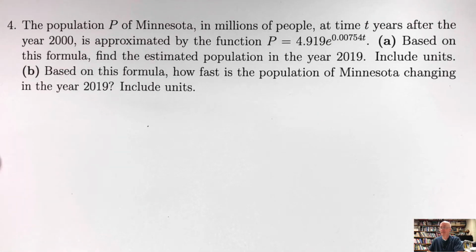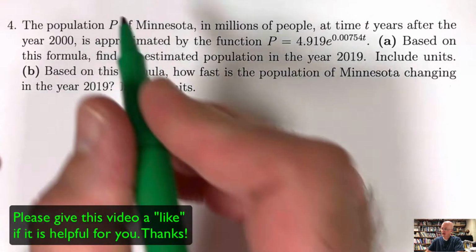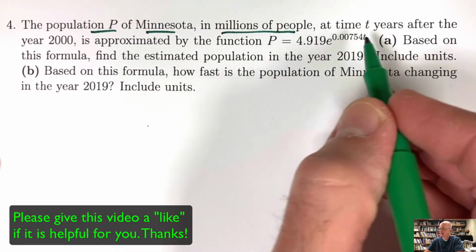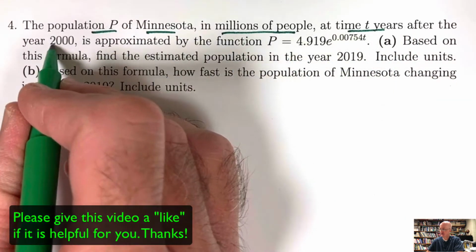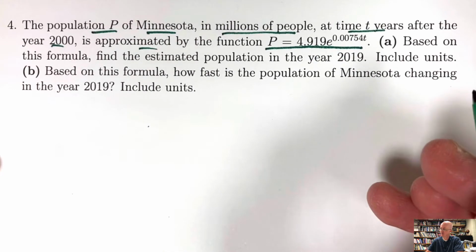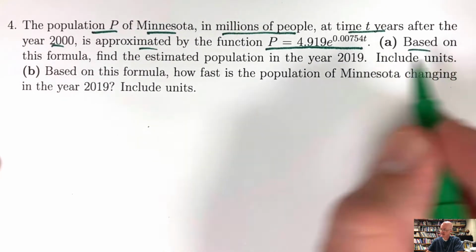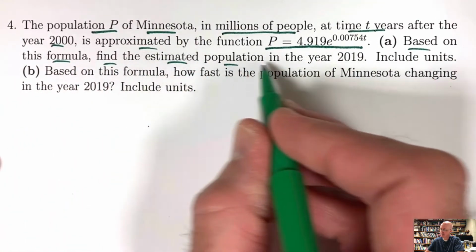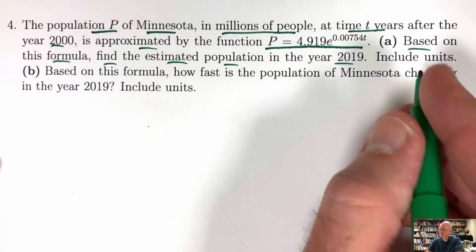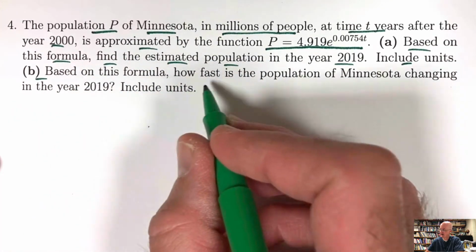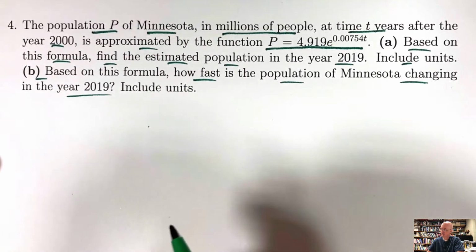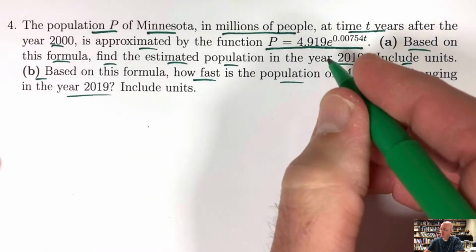Problem 4 is a population growth word problem. The population P of Minnesota, a state in the United States, in millions of people at time t years after the year 2000 is approximated by this function that you see right here, an exponential growth function. Part A says, based on this formula, find an estimated population in the year 2019. That's a few years ago. I'm making this in 2022. Include units. And then in Part B, based on this formula, how fast is the population changing in the year 2019? Include units there. So a basic function and derivative problem.